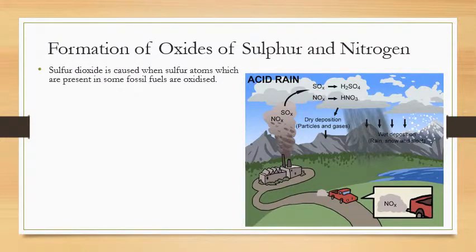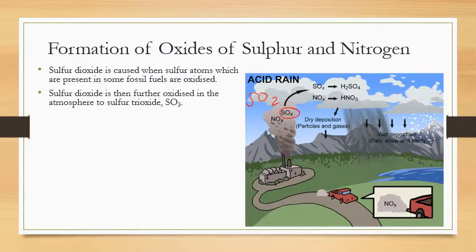So sulfur dioxide is caused when sulfur atoms, which are present in some fossil fuels, are oxidized to form sulfur dioxide, which we see here. Sulfur dioxide can also be further oxidized, reacting with oxygen in the atmosphere to form sulfur trioxide. And then that sulfur dioxide and trioxide reacts with water in the atmosphere to form sulfuric acid, acid rain.